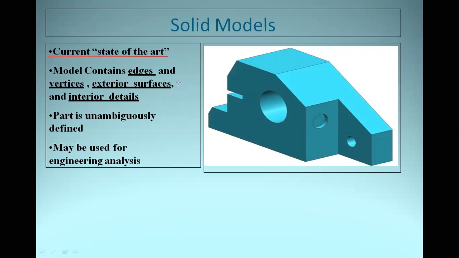The model contains edges, vertices, exterior and interior surfaces, and interior details. The part is unambiguously defined, which is a very important thing, and may be used for engineering analysis. Okay, we can directly go for analysis, which is not your part now, which you will learn in your final year probably. So this is the 3D model which I wanted to show you. I hope you have got this because I have revised the things while talking with you.